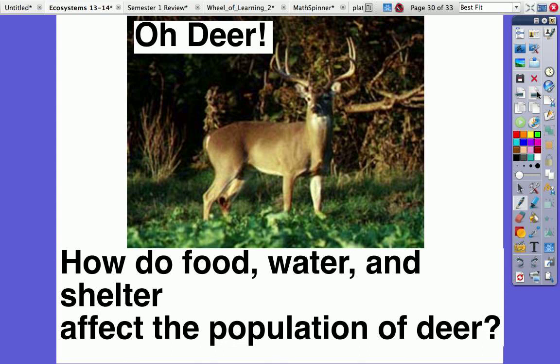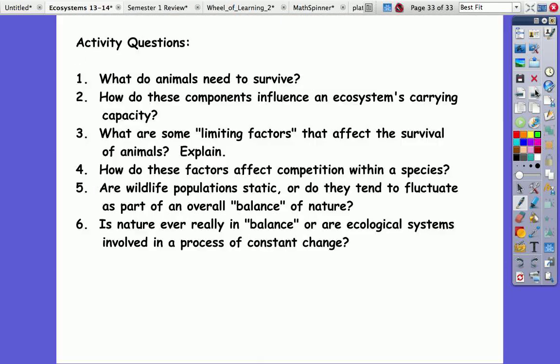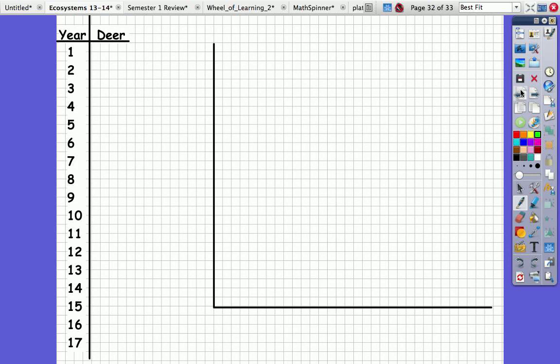Now we're going to complete an Oh Deer activity later on in class, so I do not want to give away too much there. And these will be the questions that we answer according to the activity that we complete. It will be counted as a lab. This is the chart that we will be completing in class as well.